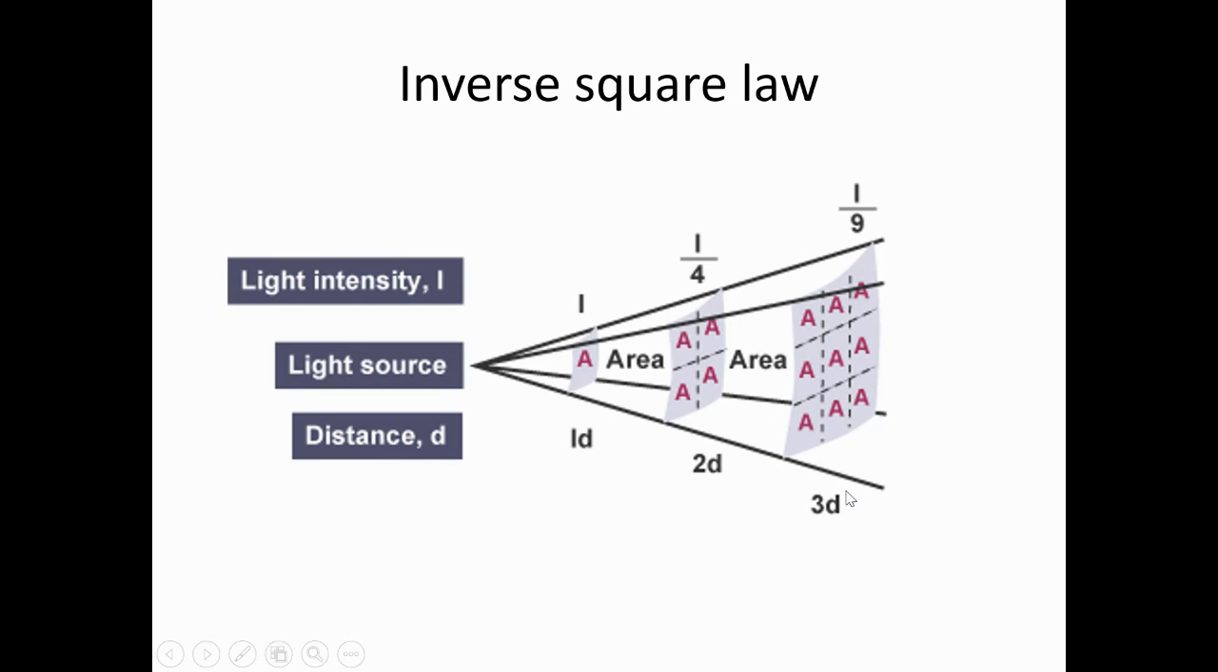The fact that it's an inverse square law means not only is it inversely proportional, so 1 over the number, but the number is actually squared. So double distance, 2 squared is 4. Triple distance, 3 squared is 9. Does that make sense?